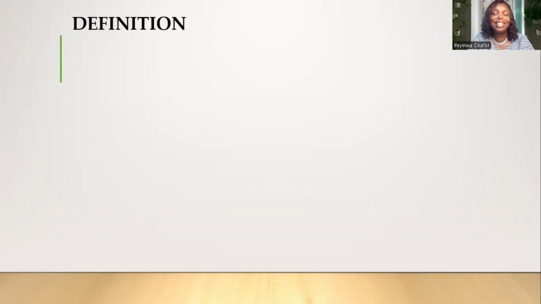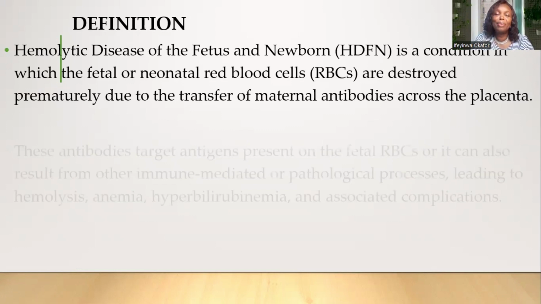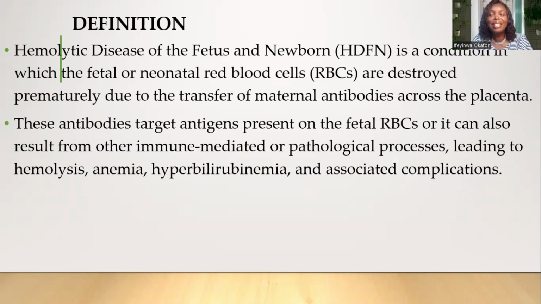Definition. Hemolytic disease of the fetus and the newborn is a condition in which the fetal or neonatal red blood cells are destroyed prematurely due to the transfer of maternal antibodies across the placenta. Now, these antibodies target antigens that are present on the fetal red blood cells. It can also result from other immune-mediated or pathological processes. And at the end of the day, you have hemolysis, anemia, hyperbilirubinemia, and associated complications in the baby.